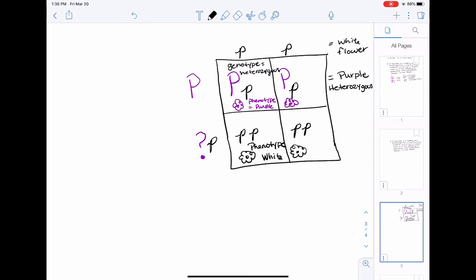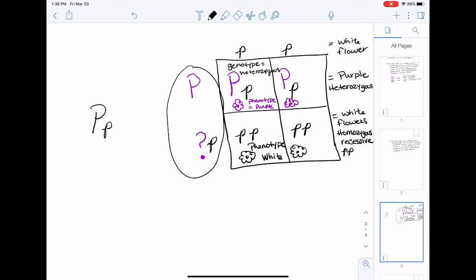So if he gets two white flowers, we know these are homozygous recessive, and they would have to be little p, little p. We know that the father here would have to have a genotype of big P, little p.